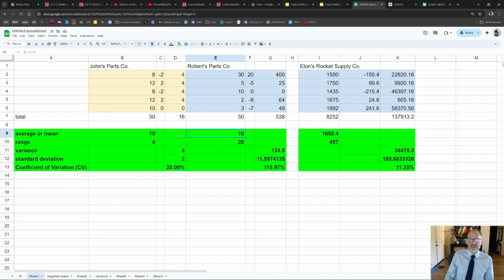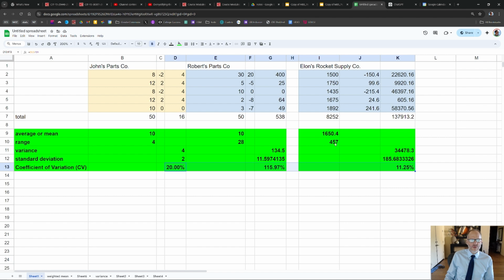So each supplier took 10 days, but this person has a range of 4, this person has a range of 28. They have a variance of 4 and 135, or a standard deviation of 2 and 11, and a coefficient of variation of 20% or 116%. Having this data, we could start to make more informed decisions about who we're going to go with as our supplier, and whether their dispersion, their variability around the mean, is completely out of whack, or when it's normalized in relationship to the mean, if it's acceptable.